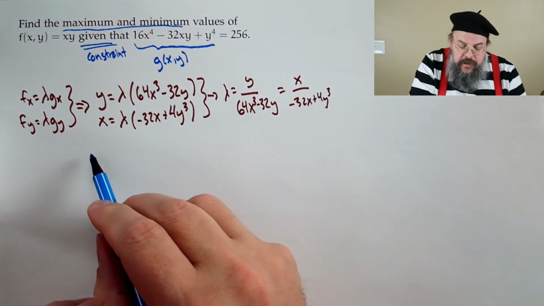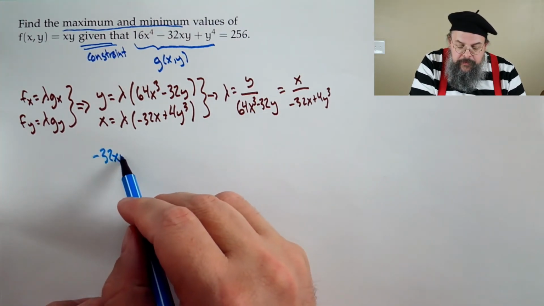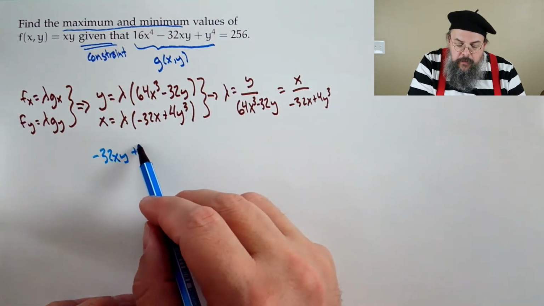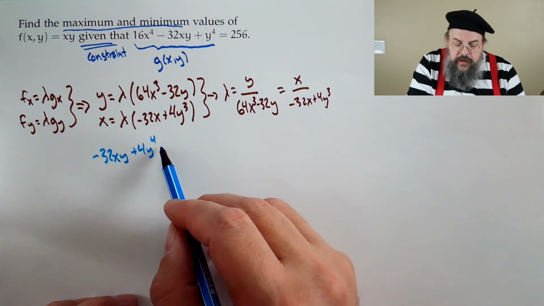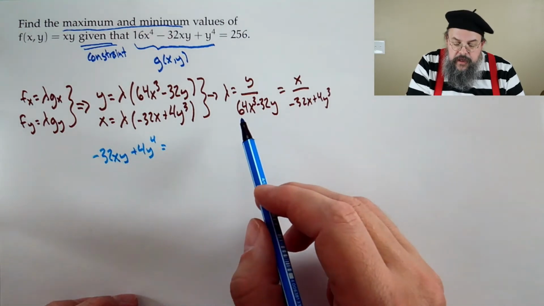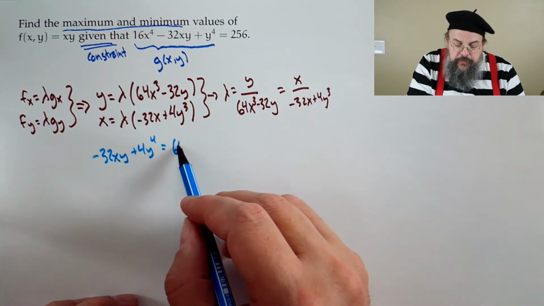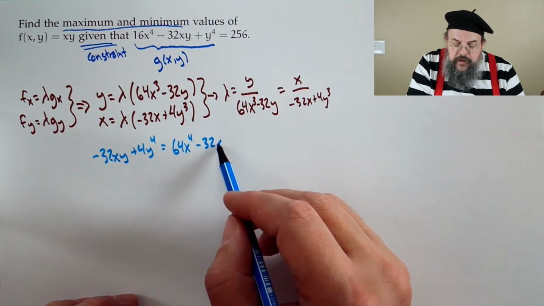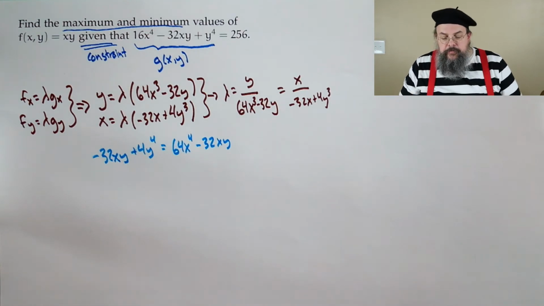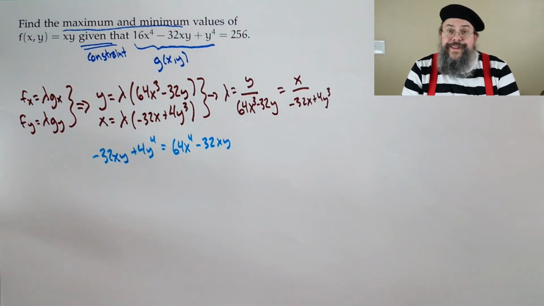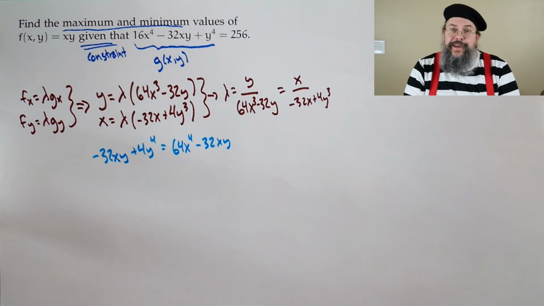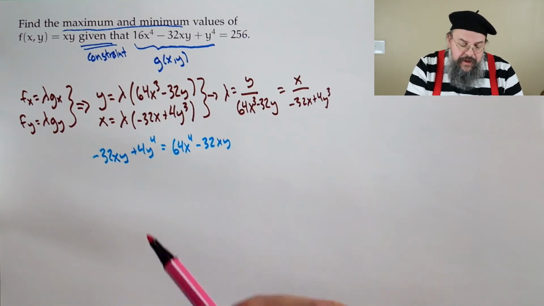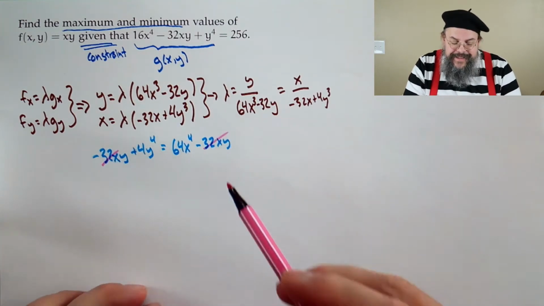Minus 32xy, and then we're going to get plus 4y to the fourth is equal to, okay, 64x to the fourth minus 32xy. Beautiful, beautiful. And you see, there's cancellation. The 32xy's, they cancel. Aha, woohoo, nice.